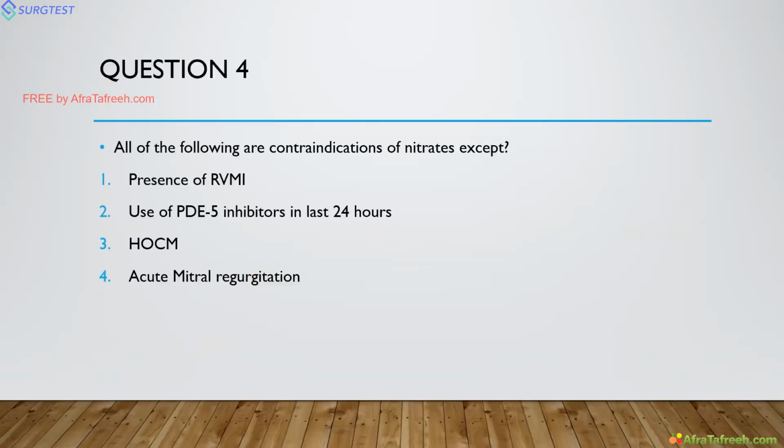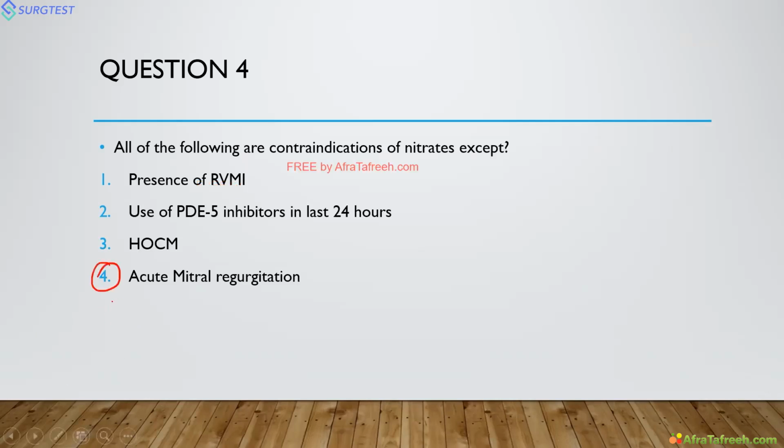So coming to the next question. All of the following are contraindications of nitrates except: presence of right ventricular MI, use of PDE5 inhibitors in the last 24 hours, HOCM, acute MR. Acute MR is actually an indication for nitrates because it reduces the afterload. So the answer to this question is option 4. All are contraindications except acute MR.